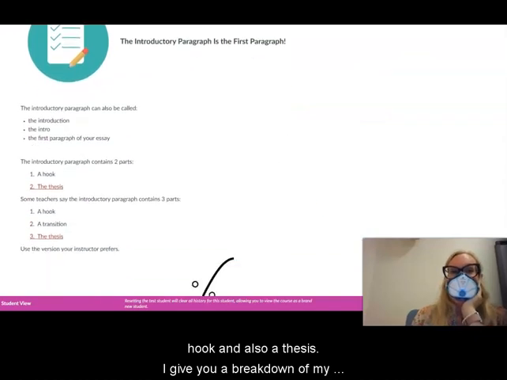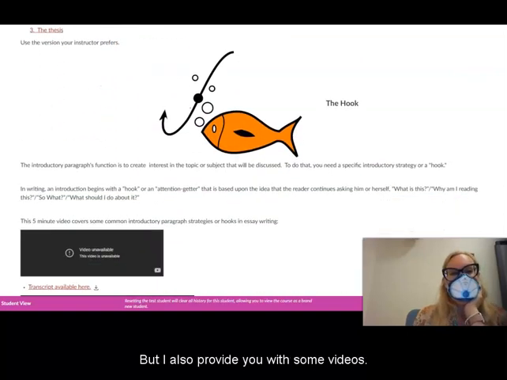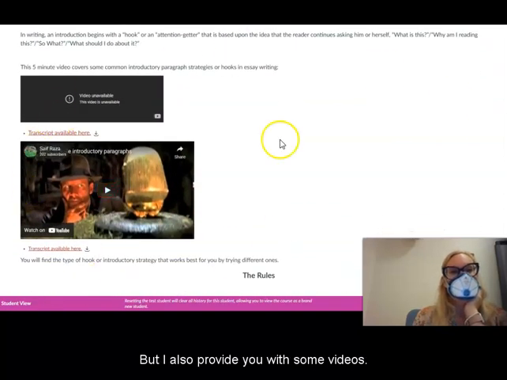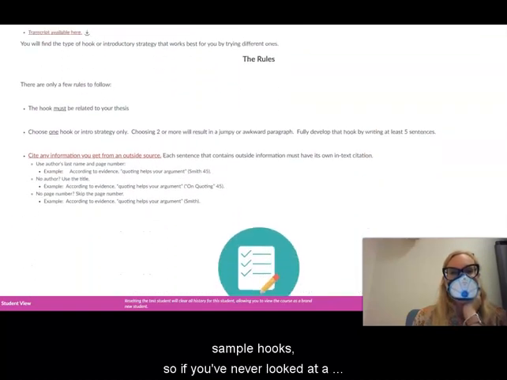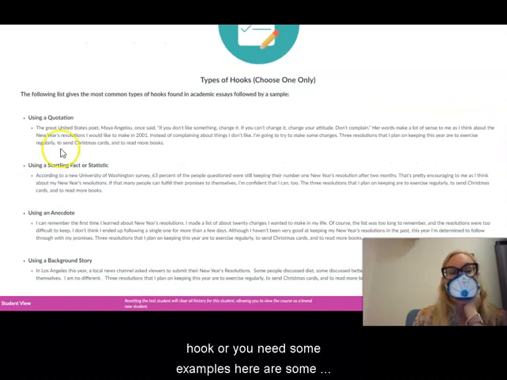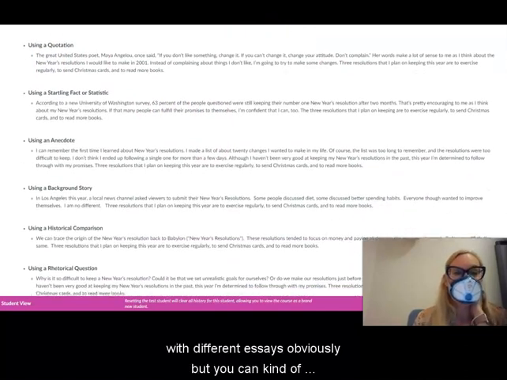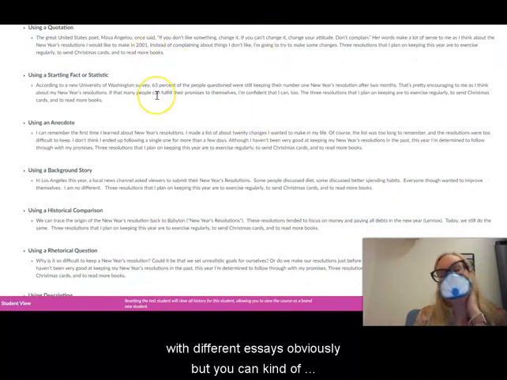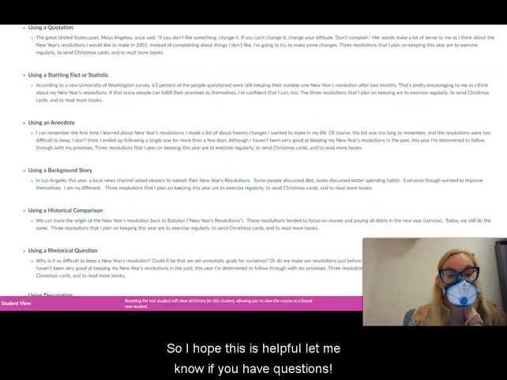I give you a breakdown of my notes here on this Canvas page, but I also provide you with some videos and give you a few rules. And finally, I include some sample hooks. So if you've never looked at a hook or you need some examples, here are some choices. Now, these would all go with different essays, obviously, but you can kind of see some choices of what you might do in your essay.